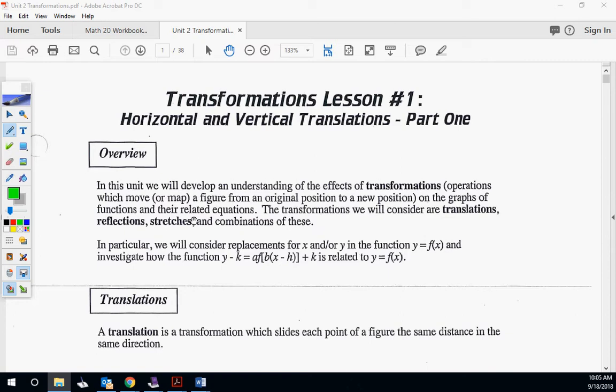So the good news is a lot of you guys kind of understand that a little bit already from Math 20, which I'm talking about with the parabolas. You've kind of seen it. If you forgot it, that's okay. We're going to go over it again.